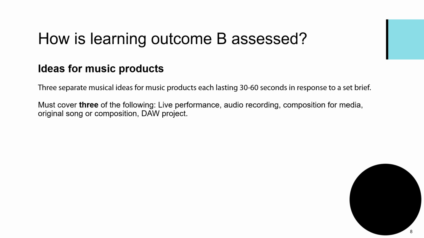Learners would need to do a live performance, a DAW project, and a composition for media. For example, they couldn't just do 3 of the same product. So we want learners to be showing us their skills and techniques across 3 different products. And the products they create are in response to a set brief. The Pearson set assignment will give a scenario for which learners then should create their products in response to.